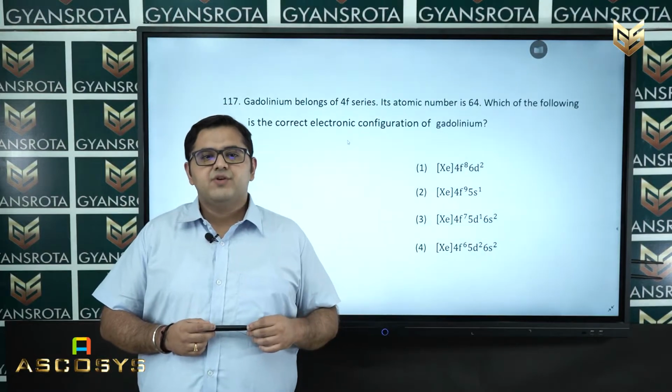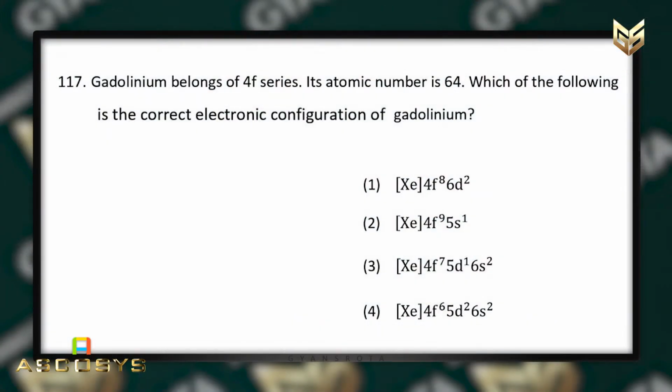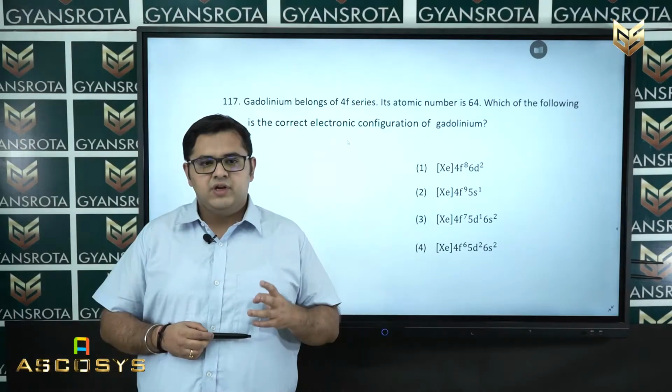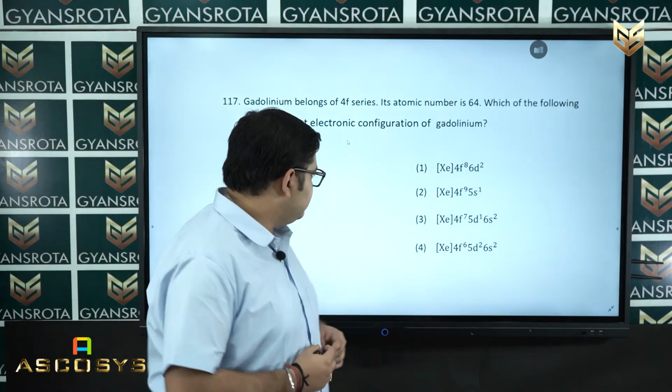So, question number 117 is on your screen. Gadolinium belongs to the 4f series, its atomic number is 64. Which of the following is the correct electronic configuration of gadolinium? Now we are moving to the solution part.